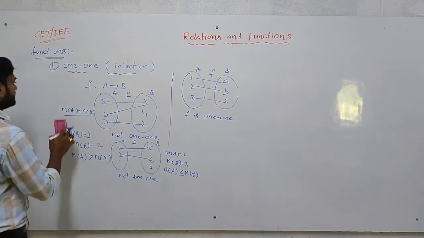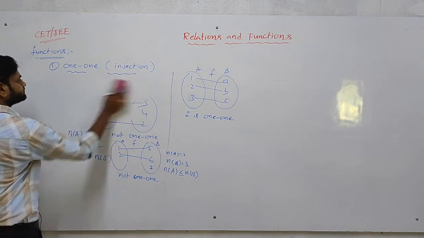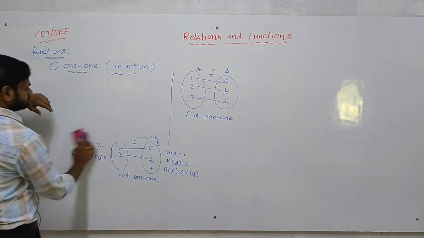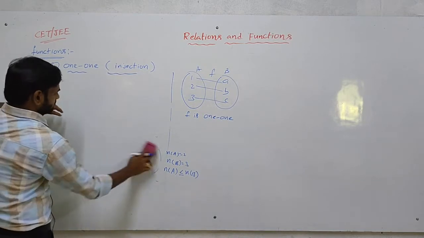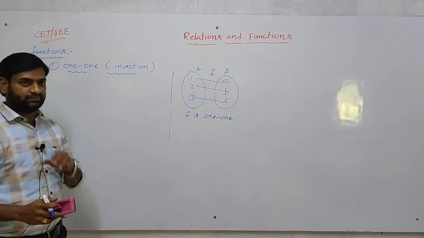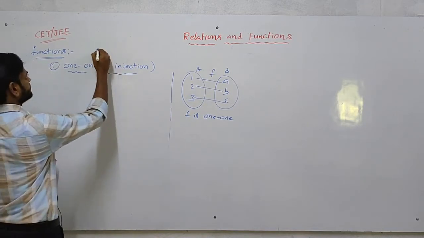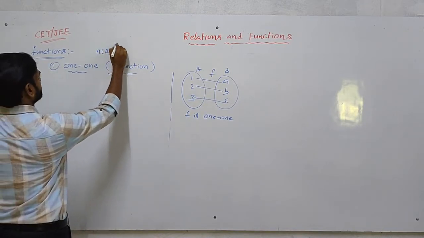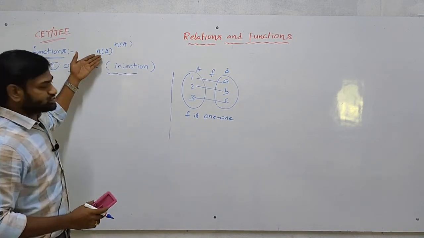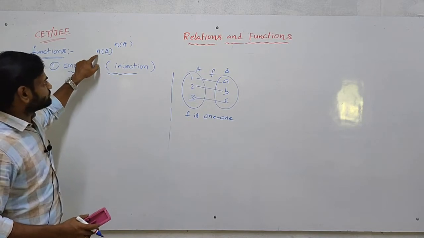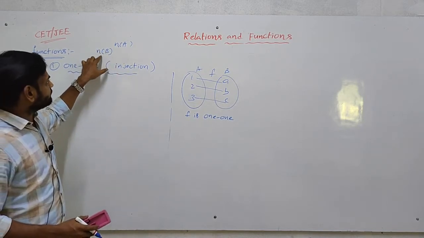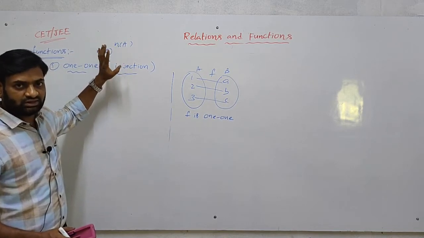So what to understand here? Am I writing clearly? And before going to 1-1, the number of functions, what is the form? Generally, the number of functions is n of B whole power n of A. That is a direct formula. Already got it in the first sheet. The number of functions from A to B is n of B whole power n of A. That is clear. Leave it.